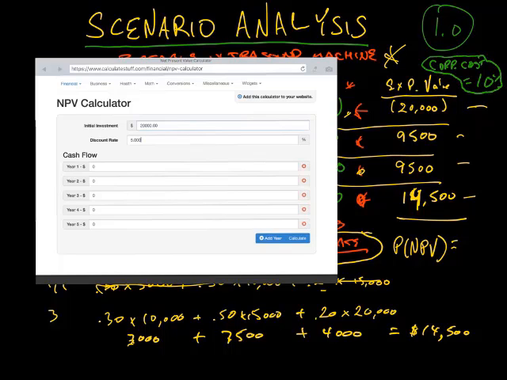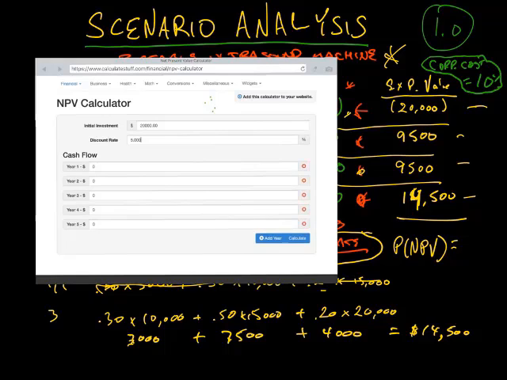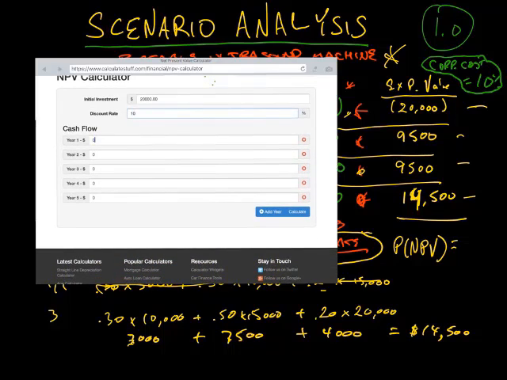All right, let's go back to our website, and we'll enter that cost of capital in there. We're going to say 10%. Cash flow in year 1.